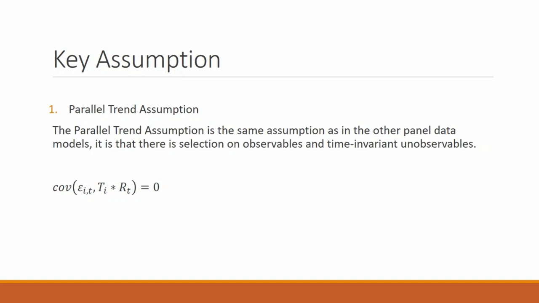Okay. All right, so as long as the trends are the same, which would then imply that the interaction term is uncorrelated with the error term, that would give us an unbiased estimate. This is effectively the same assumption as in the other panel data models, where we said that there is selection on observables and time-invariant unobservables.